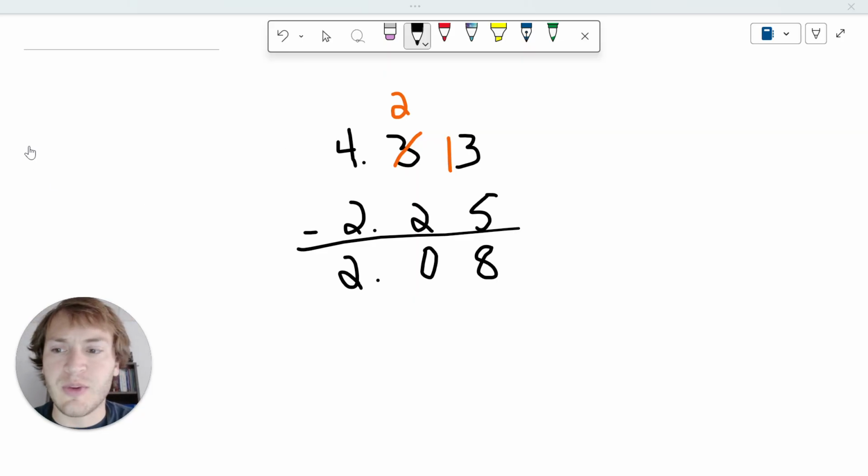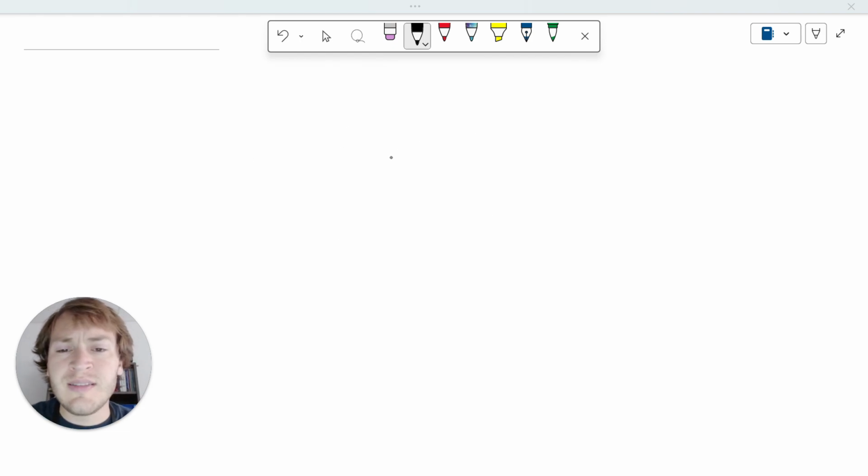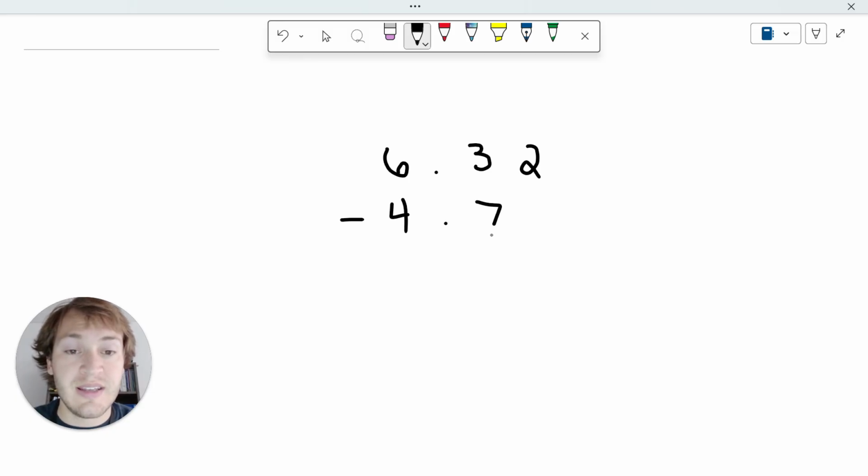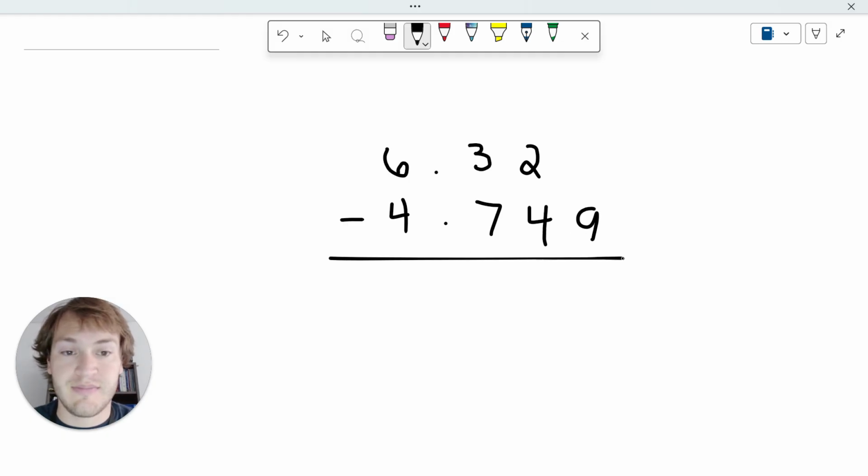All right, let's try another one. Let's say we have 6.32. And let's say we want to subtract 4.749. Okay, so these numbers are different sizes, right? Or they have differing numbers of decimal places, right?